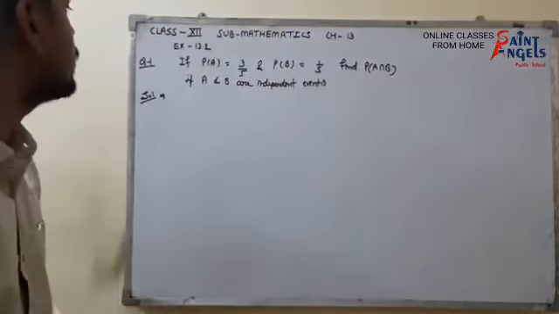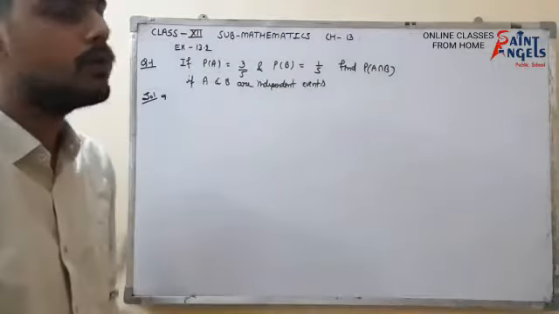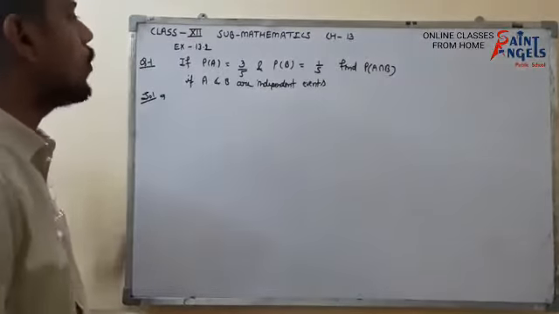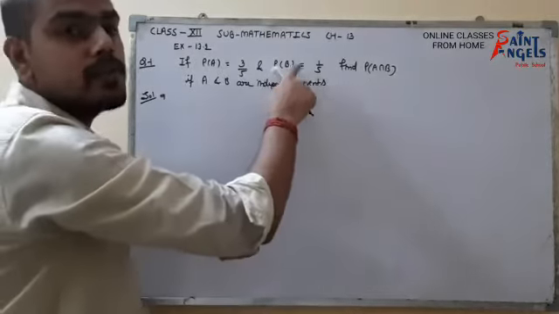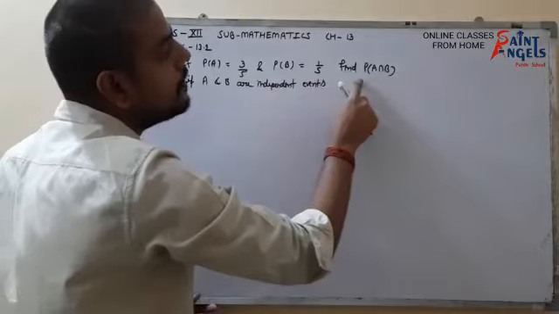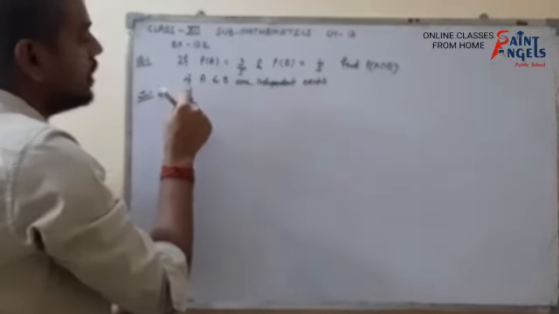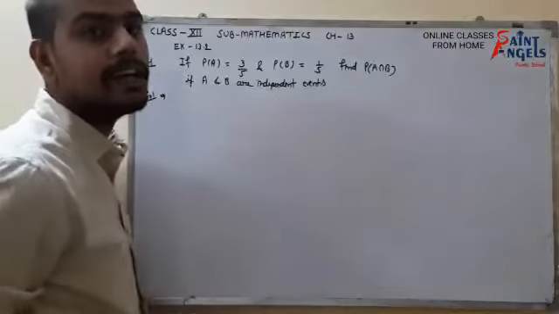Now look at question number 1 of exercise 13.2. In this question we are given that the probability of event A equals 3 by 5 and the probability of event B equals 1 over 5. Then we have to find P(A intersection B) if A and B are independent events.